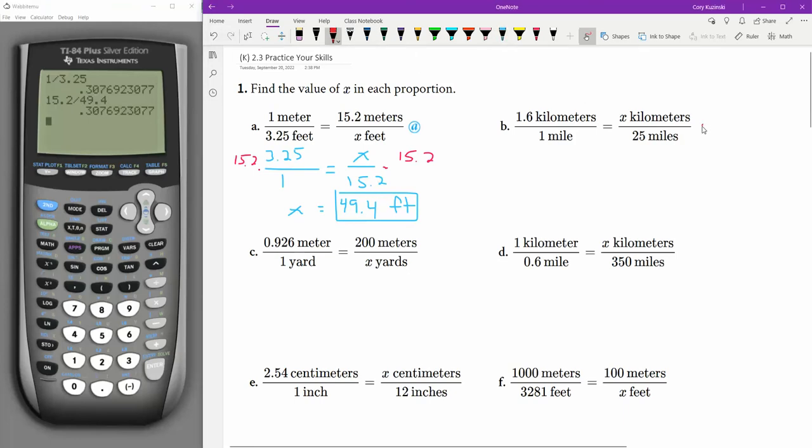All right, this one, let's multiply by 25 here. Multiply by 25 here. And the product of 25 and 1.6 should give us our solution, 40. 40 what? 40 kilometers.